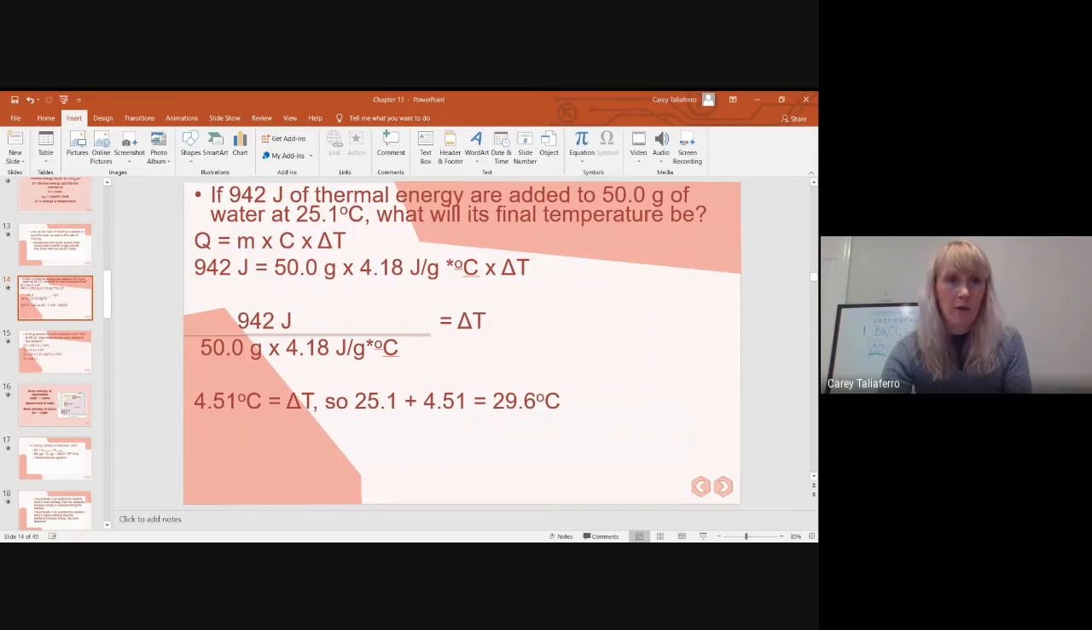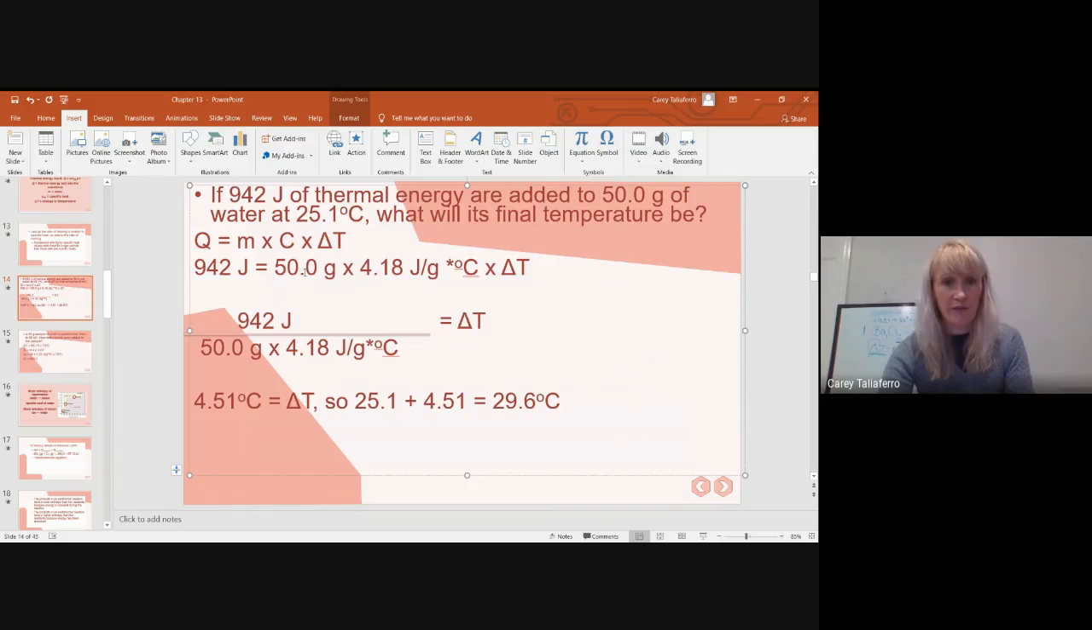Here's a type of problem. If 942 joules of thermal energy are added to 50 grams of water at 25.1 degrees Celsius, what will its final temperature be? Now notice, the formula involves a change in temperature, so you have to take that into account and use it to find a new temperature. So Q, that's our heat, 942 joules, equals mass, 50 grams, times the specific heat capacity of water, which is 4.18 joules per gram times degrees Celsius. Now, we're looking for temperature, so what we're going to solve for is delta T.